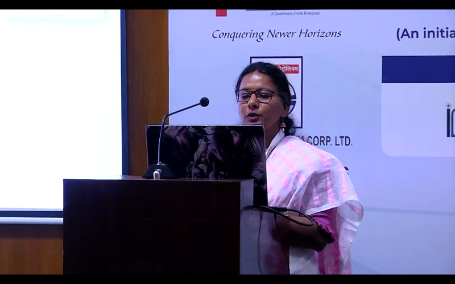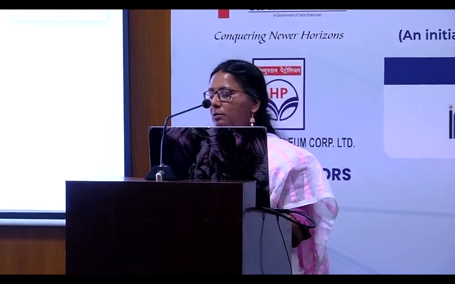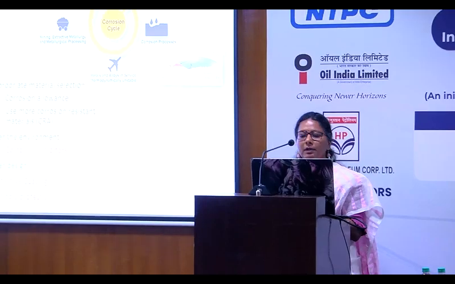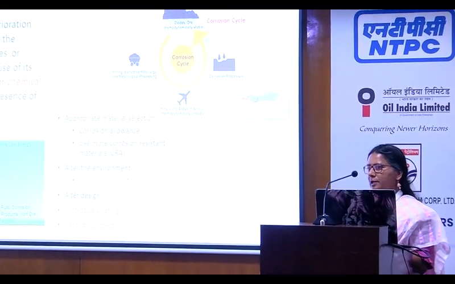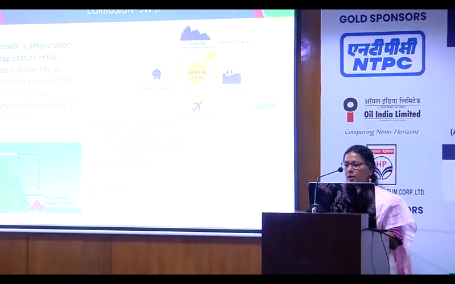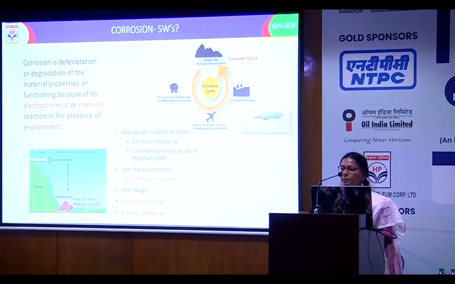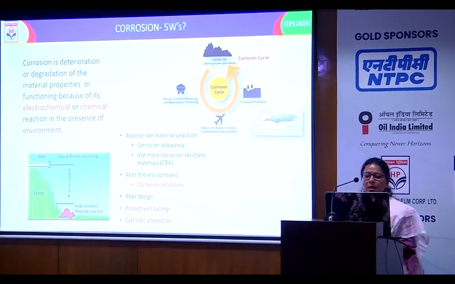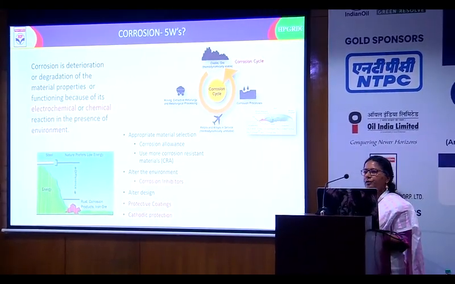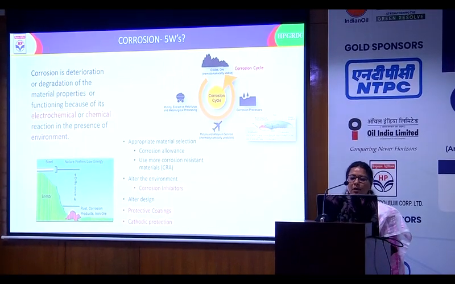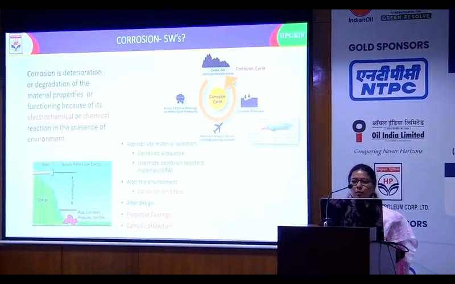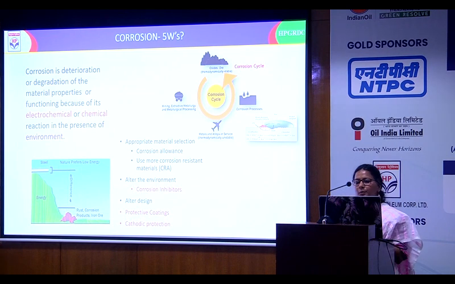So when it comes to corrosion, the way you can manage or control corrosion is, of course, the design. So having corrosion allowance or corrosion resistant material based on the chemistry or the fluids that are being handled, the temperature, pressure and process conditions. Alter the environment, like by addition of corrosion inhibitors or additives. Alteration of the design, like the supports and the stresses, should be minimized to avoid different types of corrosion.